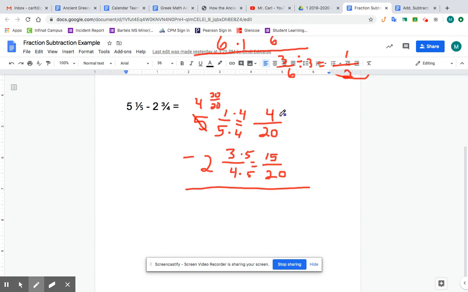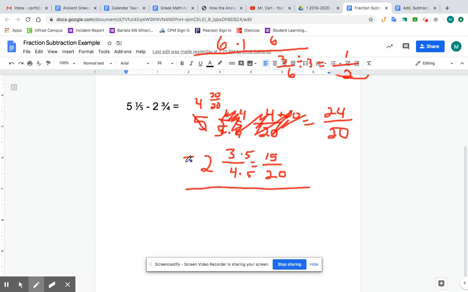And I'm going to take and add 20 to my numerator of my top fraction. So 4 plus 20 is 24 over 20. So this here is gone. I don't need to worry about any of this. And now that my numerator on top is larger than my numerator on the bottom, I can subtract.